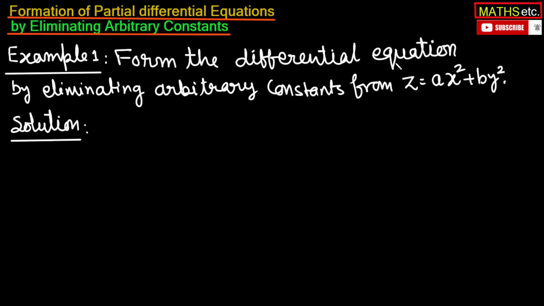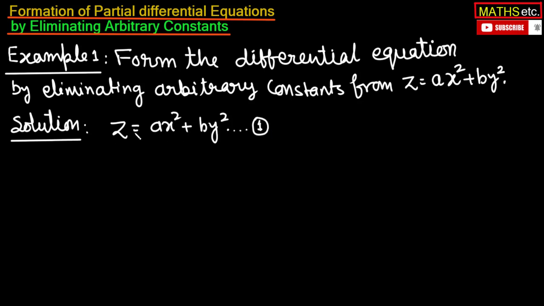Form the differential equation by eliminating arbitrary constants from z equals ax square plus by square. So the given relation between three variables x, y and z is z equals ax square plus by square. Now here a and b are arbitrary constants, and to eliminate two arbitrary constants we need three equations. So this is our first equation. So this is equation number one, right?